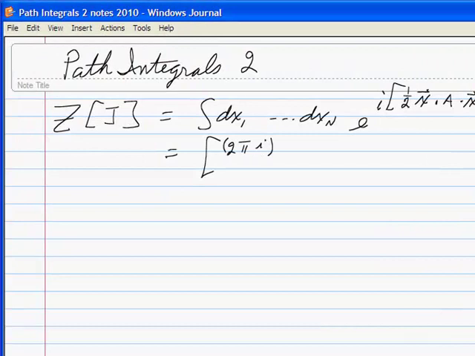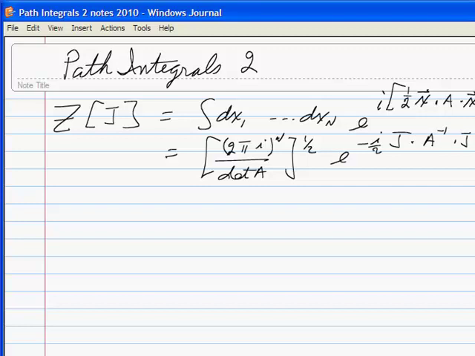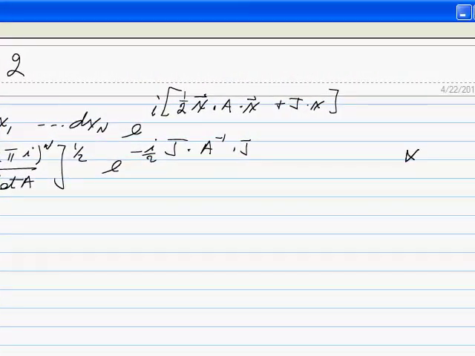(2 pi i)^n over the determinant of a to the 1/2, e to the minus i over 2 j dot a minus 1 dot j. Okay, so we did this by first diagonalizing a, in which case it factorizes, and then at the end undiagonalizing it back to the original a. So that's for any a, this is true. That's your basic formula for functional methods. It's the basic Gaussian integral, and we'll use that today and the rest of the semester, to be honest.